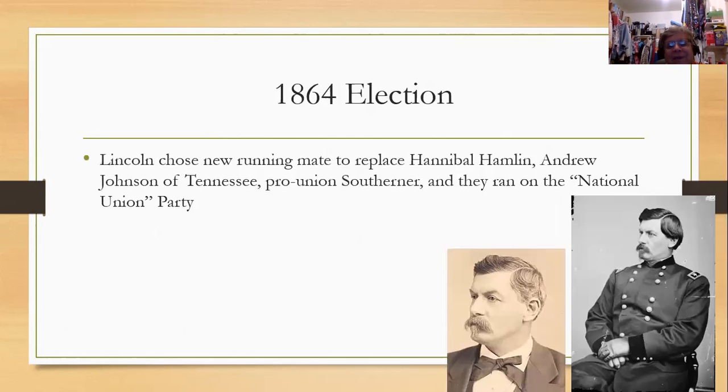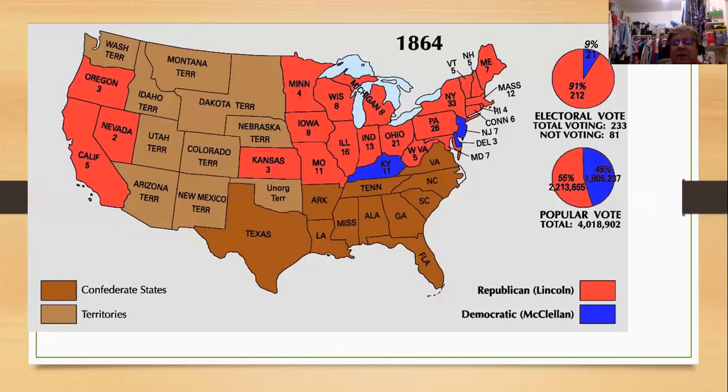In 1864, Lincoln ran for re-election. Hannibal Hamlin had been his first vice president. He changes that for Andrew Johnson of Tennessee, who was a Southerner but loyal to the North. They ran on, even though it was still the Republican Party, they called it the National Union Party. Lincoln faced George McClellan, a former general, and Lincoln won pretty handily. Certainly in the Electoral College, it was a landslide, a little bit closer in the popular vote.